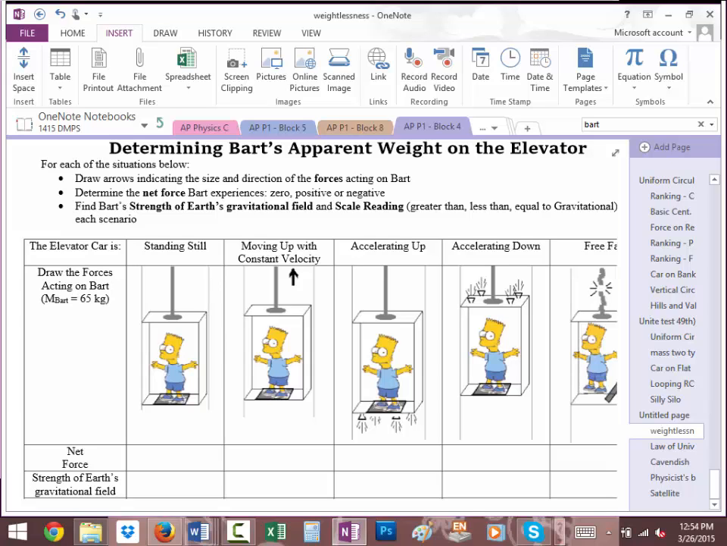So the game is here, if you look up at the top, it says, for each of the situations below, draw arrows indicating the size and direction of all the forces acting on Bart. Okay? Determine the net force on Bart. Is it 0? Is it positive or negative? You don't need to tell me an actual value, but just indicate to me what that is, and you can set that right in that little thing there.